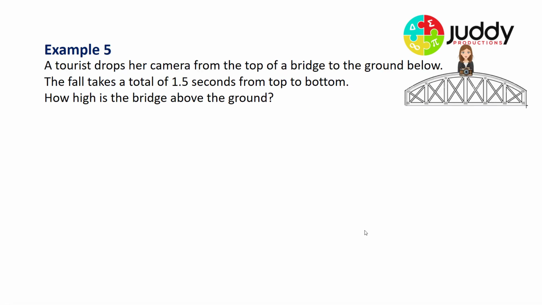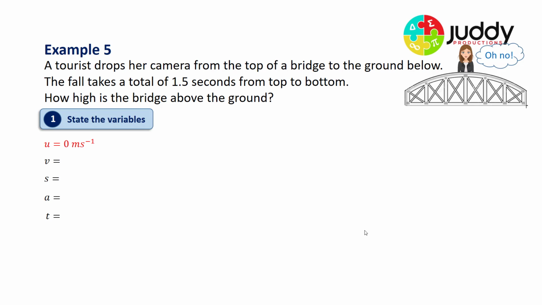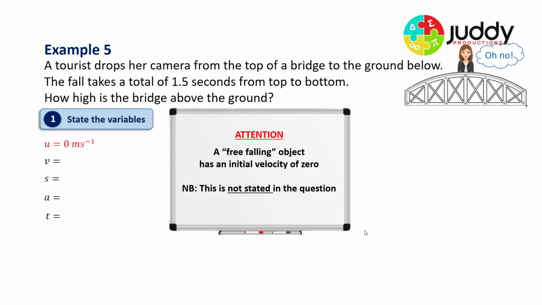Example number 5. A tourist drops her camera from the top of a bridge to the ground below. The fall takes a total of 1.5 seconds from top to bottom. How high is the bridge above the ground? So let's watch our visual. Oh no, she's dropped the camera. Let's state the variables. Our initial velocity is 0 meters per second. So when an object is free falling, it has an initial velocity of 0. This is not stated in the question, so we have to appreciate that an object falling under gravity towards the Earth has an initial velocity of 0, unless stated otherwise in the description.